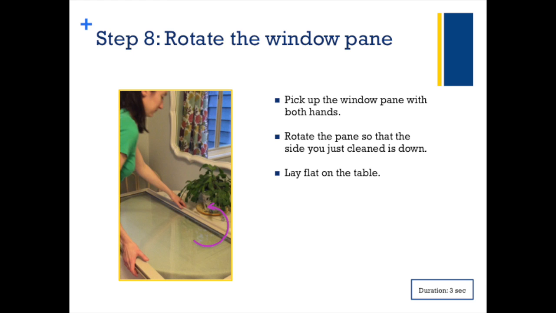To clean the other side of the window pane, you will need to rotate the window pane on the table by picking it up with both hands, then rotate it so that the side you just cleaned is facing down. Lay the window pane flat on the table.